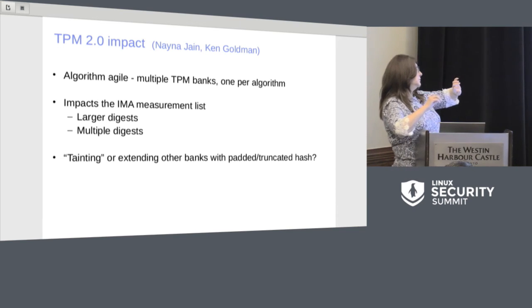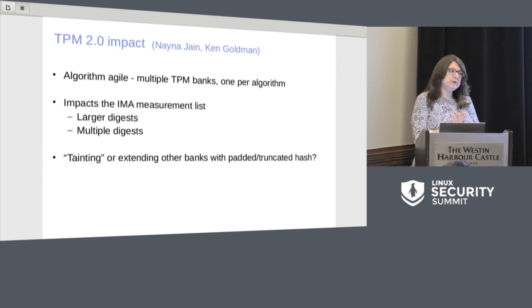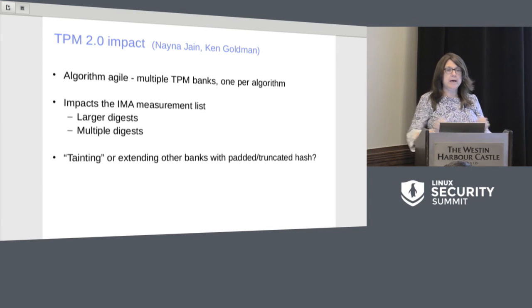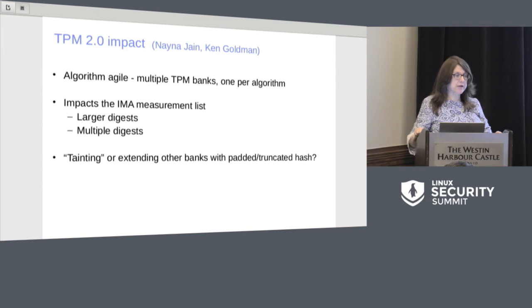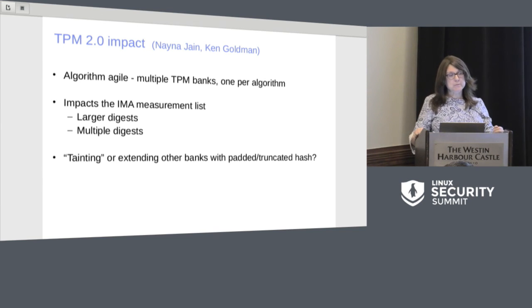Okay, so we'll quickly sum up. What we have here is that TPM 2.0 impacts IMA. IMA is still based on TPM 1.2, and it's extending the SHA-1 bank. A lot of the servers, a lot of the machines are now starting to come out with TPM 2.0, and they're enabling the SHA-256 bank. Some of them have both a SHA-1 bank and a SHA-256 bank enabled. Some of them do, some of them don't.